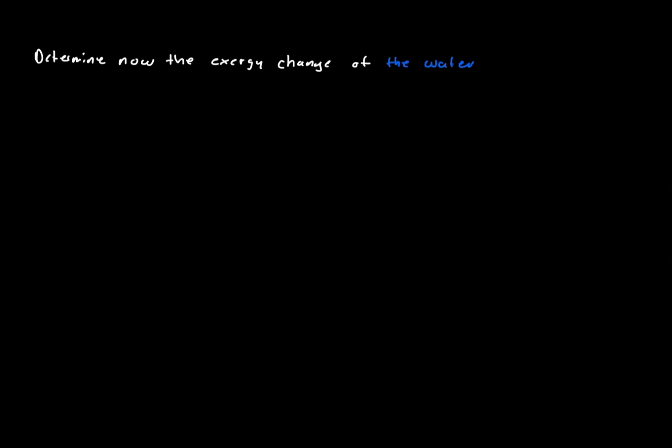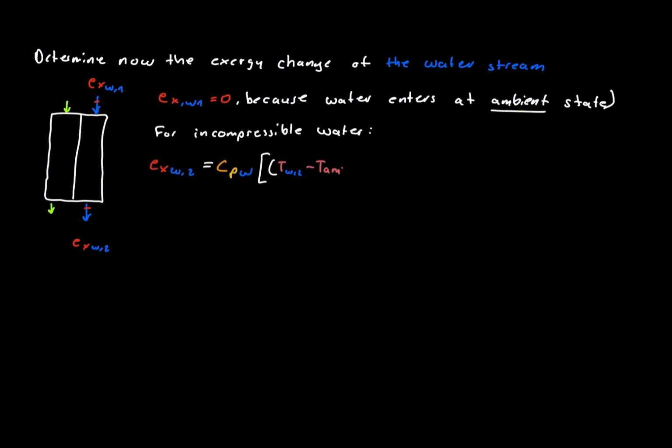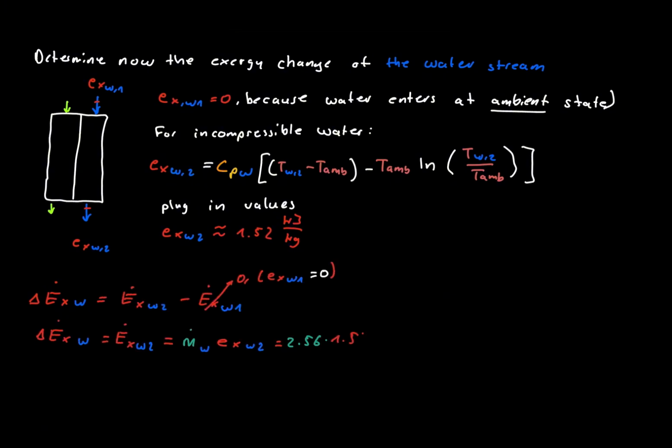The water enters at ambient conditions, so its inlet exergy is 0. At the outlet, the water is slightly warmer than the environment at 315 Kelvin. Using the incompressible liquid exergy formula, the outlet specific exergy of the water is about 1.52 kilojoules per kilogram. Multiplying by the water mass flow gives an exergy gain of about 3.89 kilowatts.